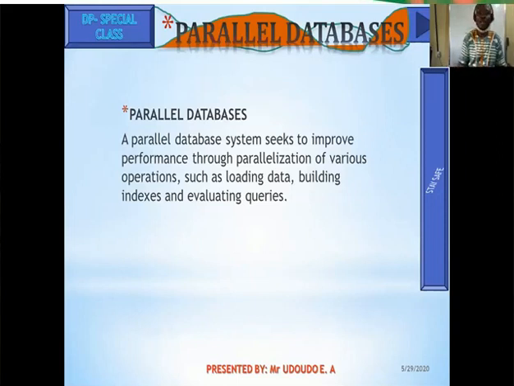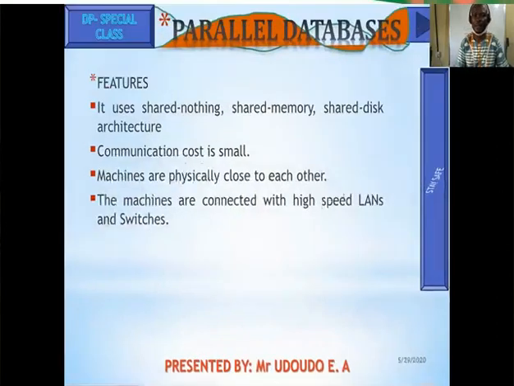But if I'm carrying out an operation now, you are also carrying out another operation, but everything comes to the same center, it means that there's parallel operation without any interference. Maybe loading of indexes. You can be building indexes of a particular database on the same database software, while I'm doing another thing without any issue. That's what we're talking about: parallel databases. Right?